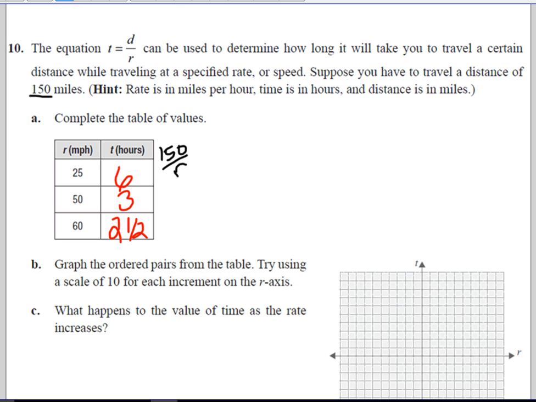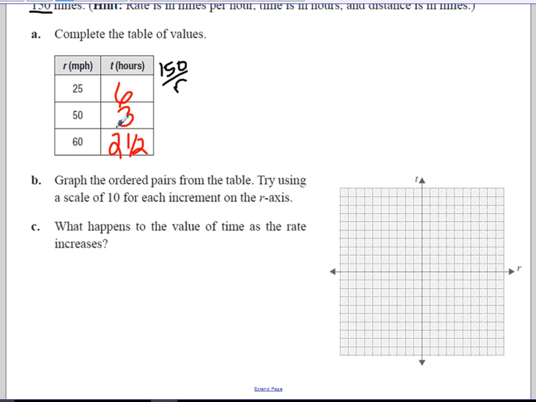So now they want to graph it. Notice they're having us change the scales because we don't want to do 60 boxes. It says graph the ordered pair using a scale of 10 for each rate. So these are going to be counting by 10. That's 10, 20, 30, and so on. And then the time will still stick with ones.